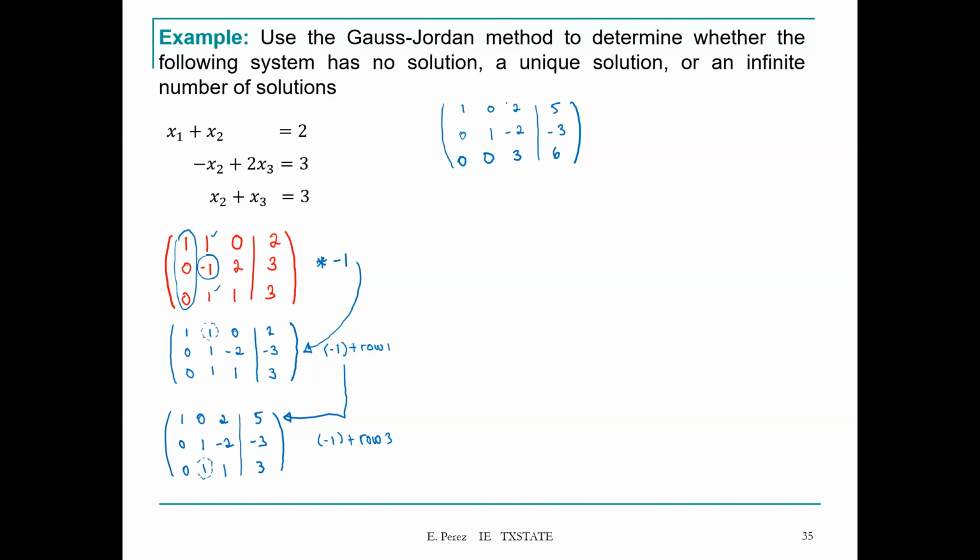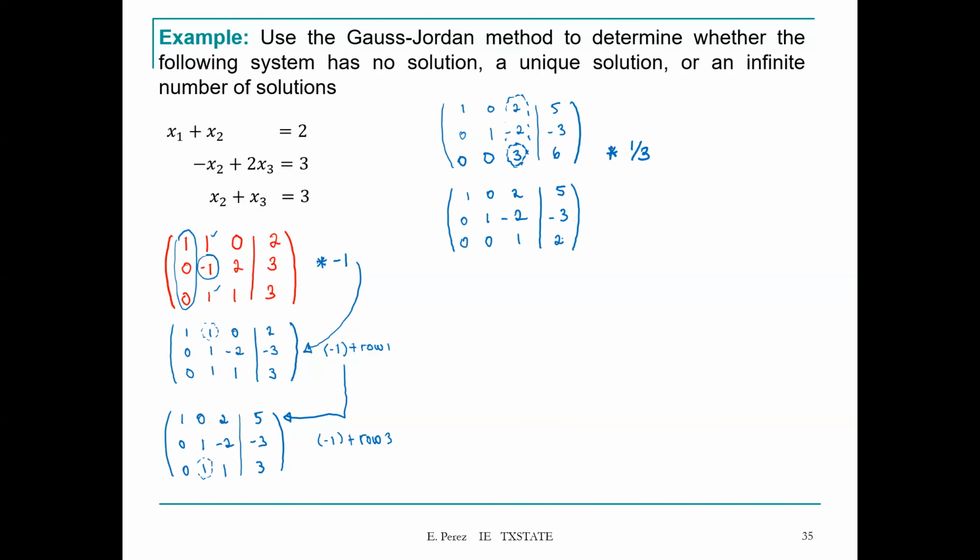Now we have to work with this column. We want to make this value equal to 1. To make that happen, we're going to multiply that row times 1/3. And the resulting matrix is the following. The first row stays the same. Second row stays the same. And then we multiply that third row by 1/3. So this is 0, 0, 1, and 2.